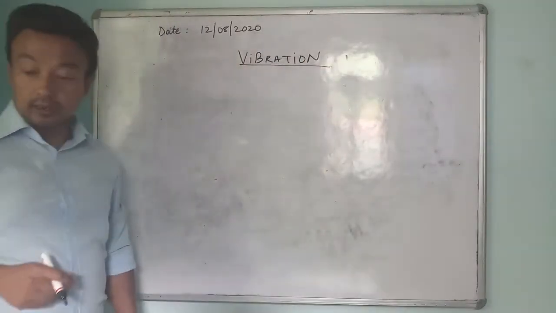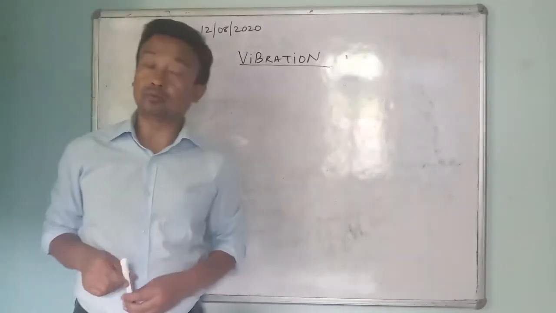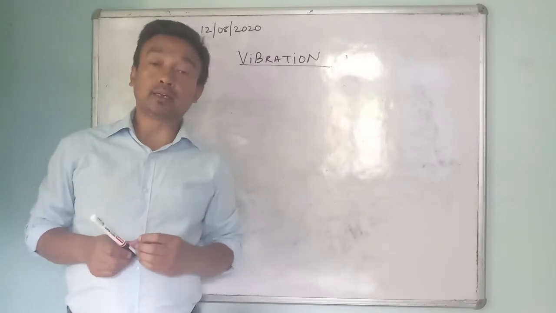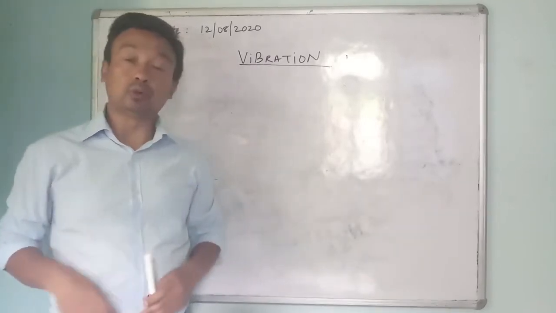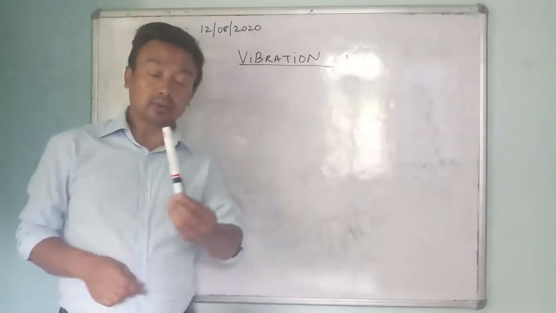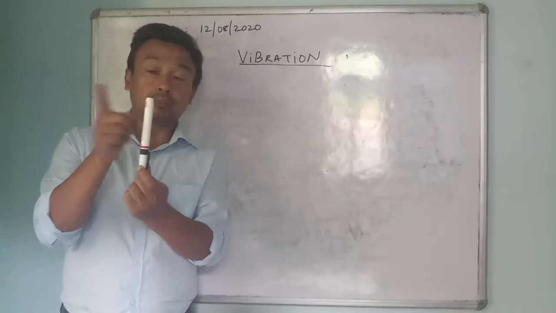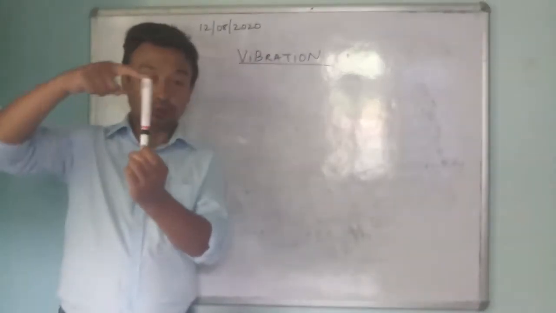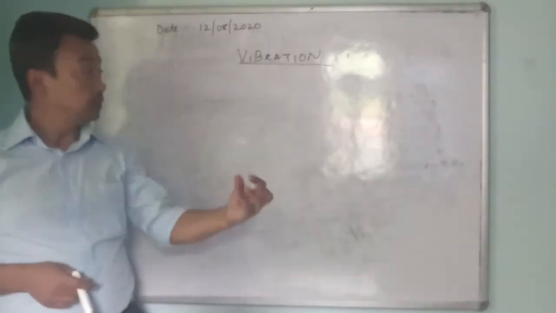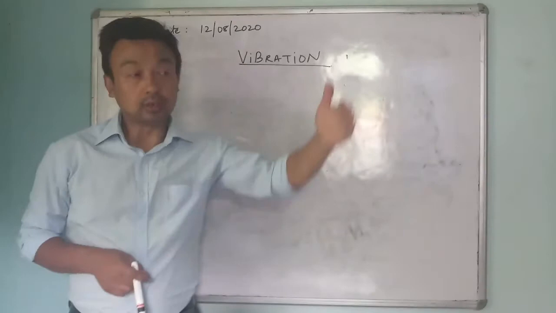Now, vibration is nothing but the periodic to and fro motion of a body when the body is clamped at one end or clamped at both the ends. For example, if I take this marker or pen, suppose this is clamped at this end and you apply force here, the body will move in a to and fro motion. Another example is the pendulum of a clock. It is moving from one extreme end to another extreme end.